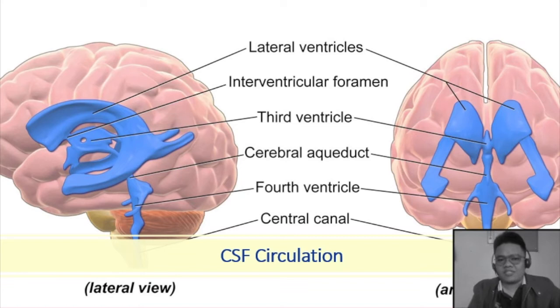Other than that, class, part of the CSF from the fourth ventricle will go through the central canal towards your spinal cord. Because again, your CSF circulates between your brain and your spinal cord. So again, for CSF circulation, it goes from the lateral ventricle to the third ventricle, to the fourth ventricle. From the fourth ventricle, it would go to your subarachnoid space or to your central canal. If it goes to the subarachnoid space, it will be reabsorbed in the venous system through the arachnoid villi. If it goes through the central canal, it would go towards your spinal column.